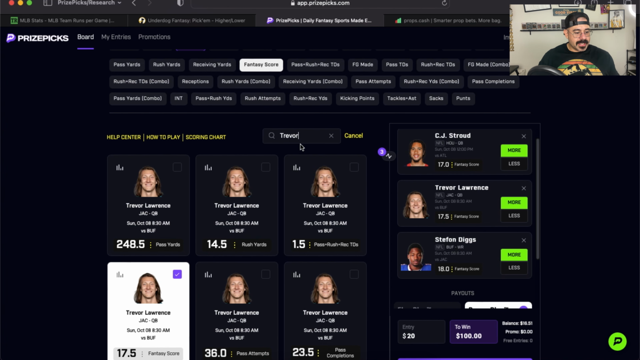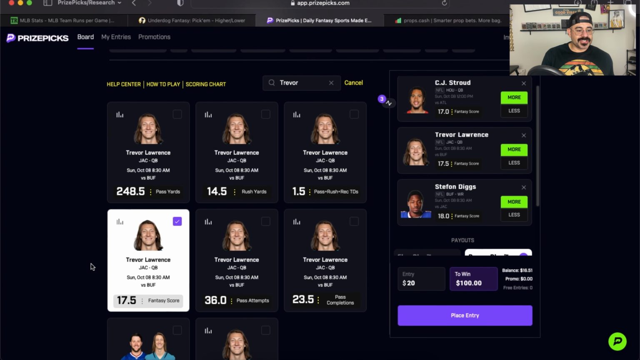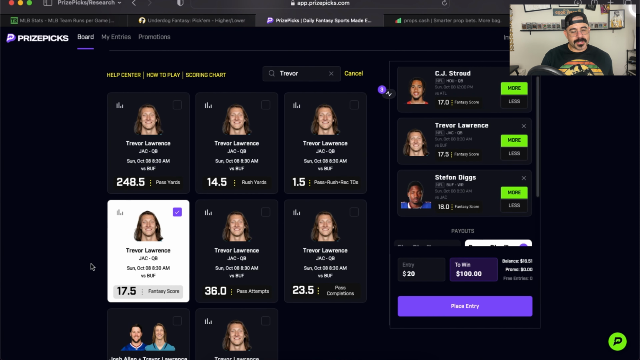And we're going to pull up all his props because we're going to use these props to build our story here. So we want the over on Trevor Lawrence's fantasy score, 17.5. 17.6 and above is what we're looking for. So we're going to go ahead and use the NFL scoring system. We're going to do the math, add up all these numbers, and then create our story.